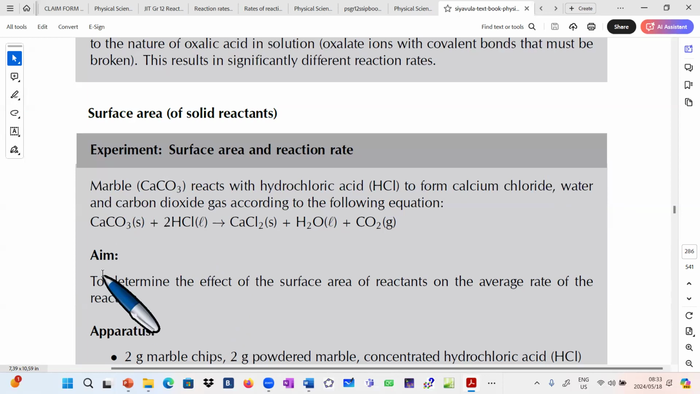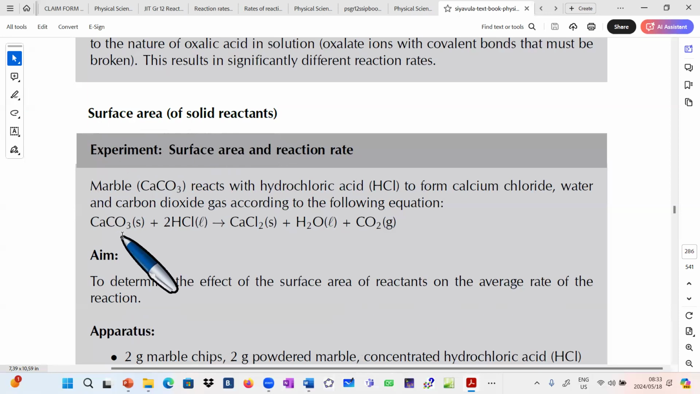So in this particular experiment, we want to determine the effect of the surface area of reactants on the average rate of the reaction. To say whether the surface area of the reactants affects the reaction rate or not. That's what we want to determine. But we're noting that we want to look at the effect of surface area when you look at the solid reactants.